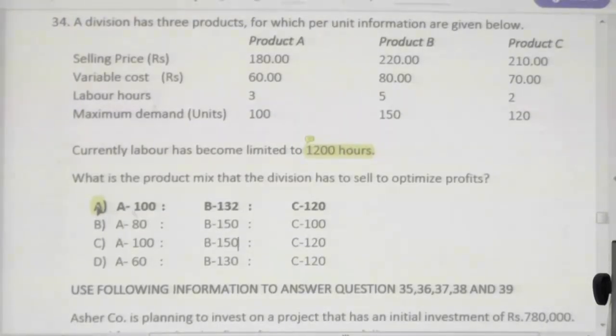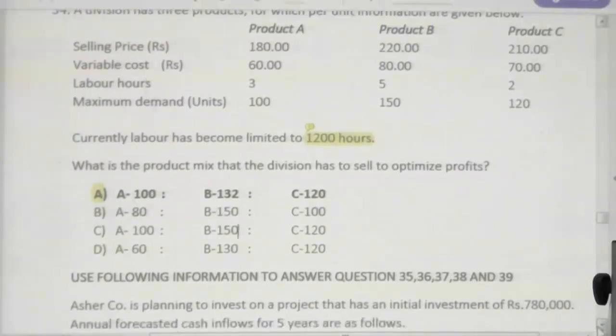You have to go for this without doing this calculation. But if you can do that calculation within 1 or 2 minutes, just do it. Otherwise, use the method I have explained here, the shortcut method, to achieve the answer, right?